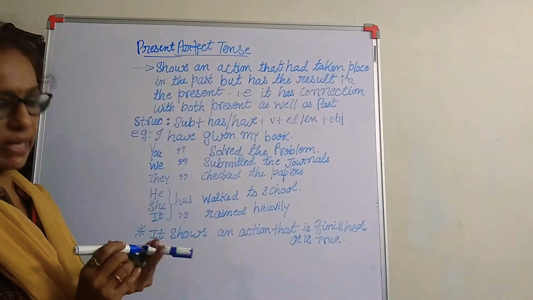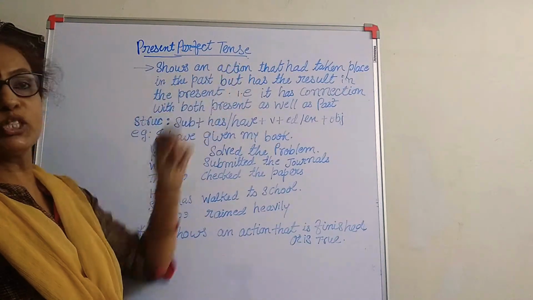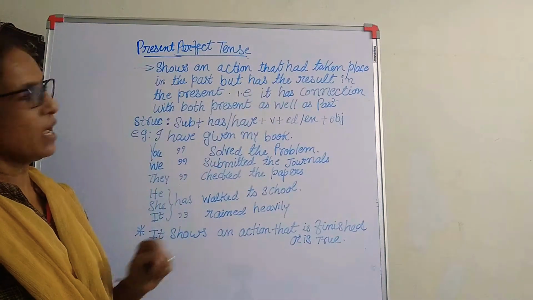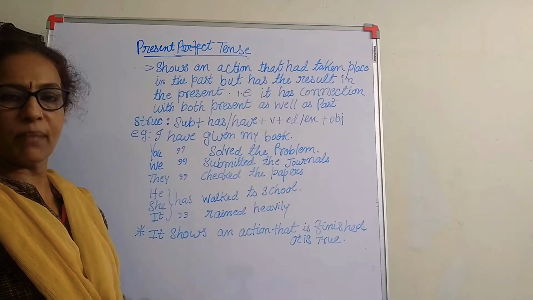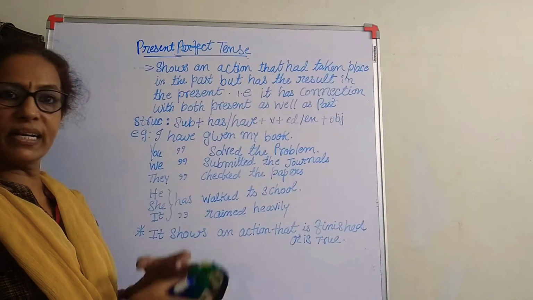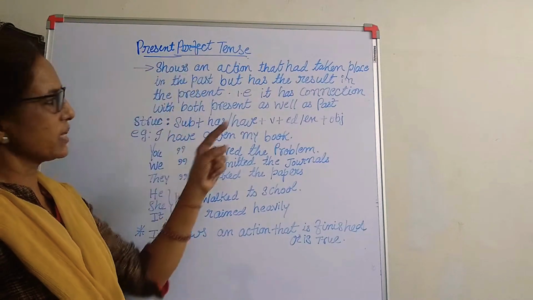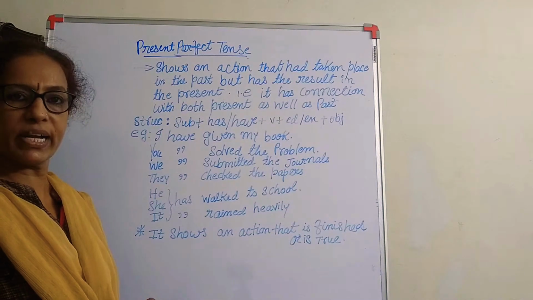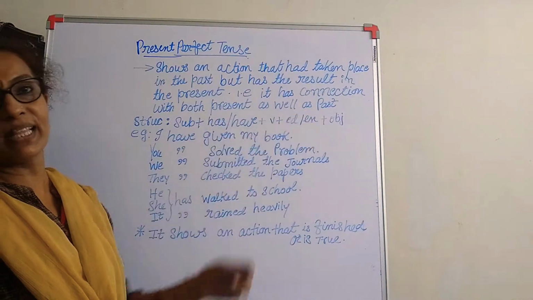Now, what is present perfect tense? Present tense, you know. Present perfect tense is what? It is a tense which shows an action that has taken place in the past, but has its result in the present. Something we have done, an action has taken place in the past, but the result, the effect of it, is there in the present. So that is present perfect tense. Or in other words, we can say the action has a connection in both the present as well as in the past.